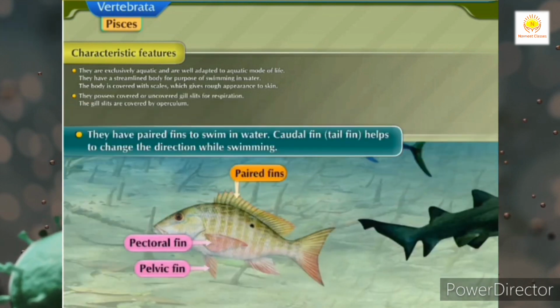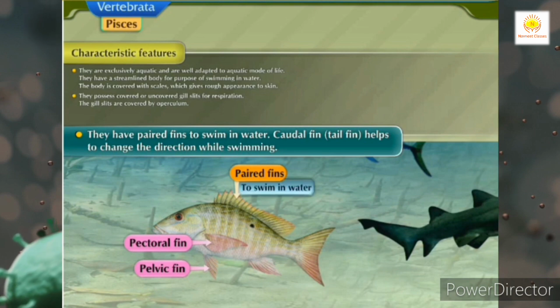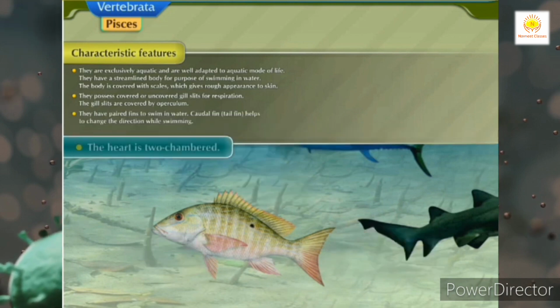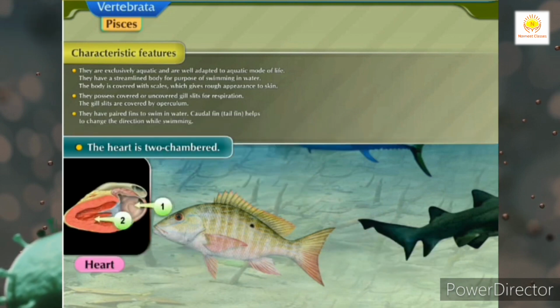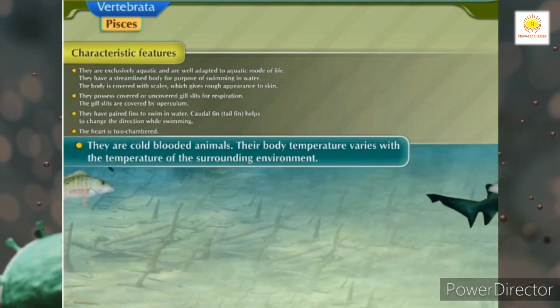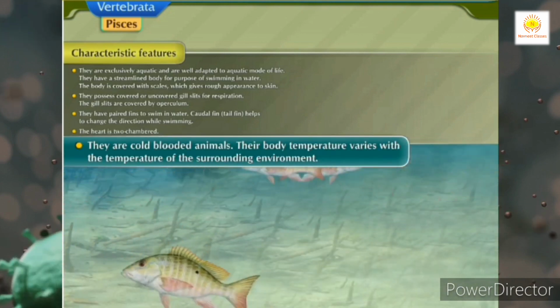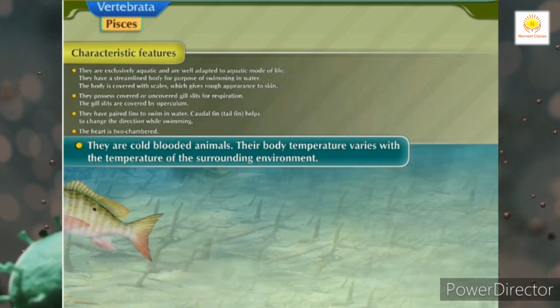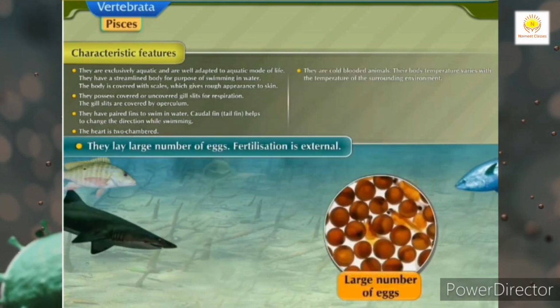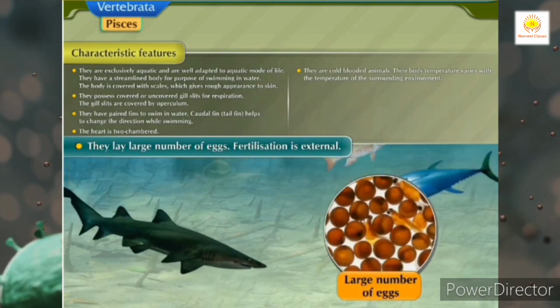They have paired fins to swim in water. Caudal fin, tail fin, helps to change the direction while swimming. The heart is two-chambered. They are cold-blooded animals. Body temperature varies as the temperature of the surrounding environment. They lay large number of eggs. Fertilization is external.